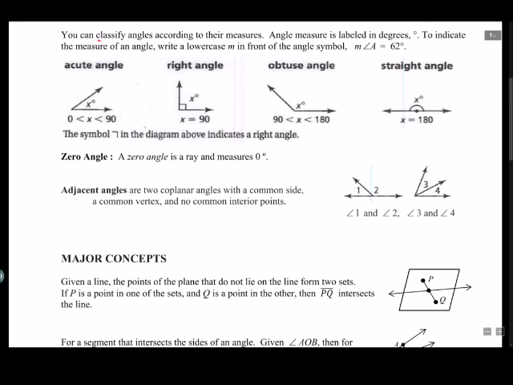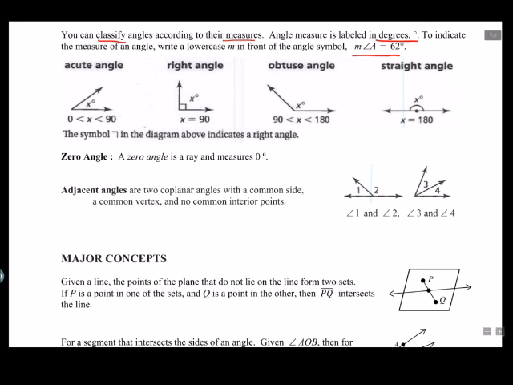We classify angles according to their measures. Angles are labeled in degrees. We use our degree symbol. And we have discussed before that to indicate the measure of an angle, we use the italics lowercase m. So this says the measure of angle A is 62 degrees. So you will read this, the measure of angle A, which turns out to be a number.